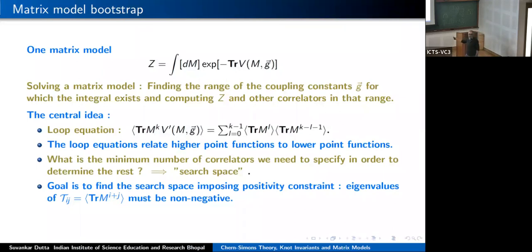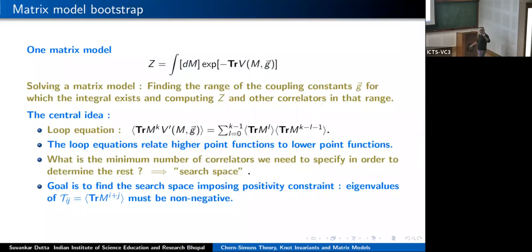I have already used large N, very good, because I have used this product of trace factorization, exactly. I have already used large N. This is nothing but the Suvankar Dutta distribution, right? Thank you.